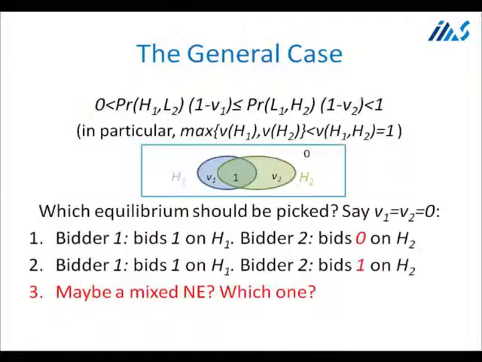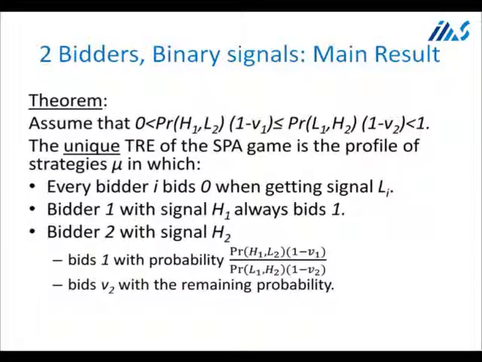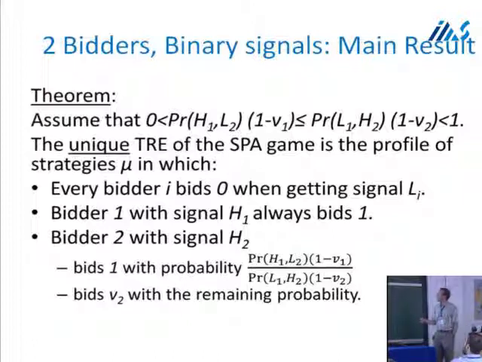So here's our result. Assume that we have this inequality without loss of generality. In the unique equilibrium, both bidders will bid 0 when they see the low signal. Bidder 1, which is the stronger bidder, is going to bid 1 when he sees the high signal. And bidder 2 is going to play a mixed strategy. He's going to bid 1 with a probability that is exactly the ratio between these two numbers, and he's going to bid low, V2, with the remaining probability.